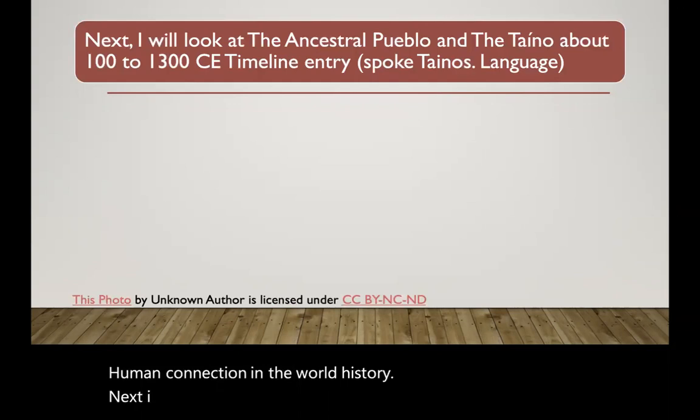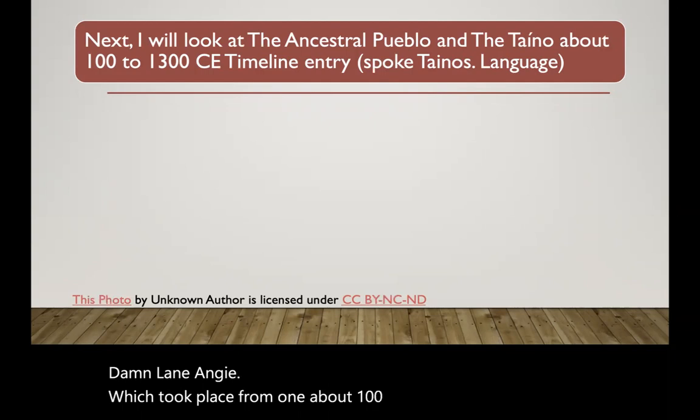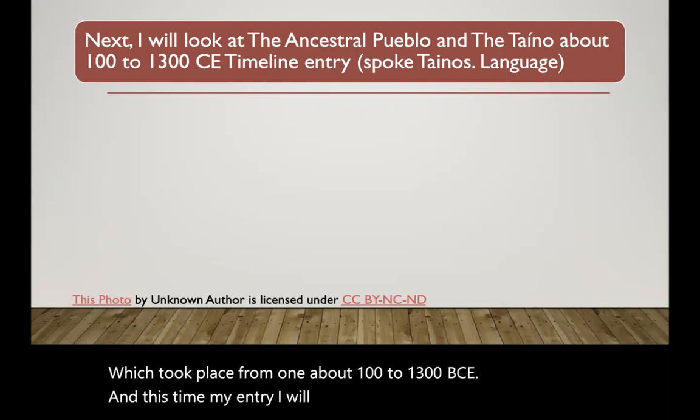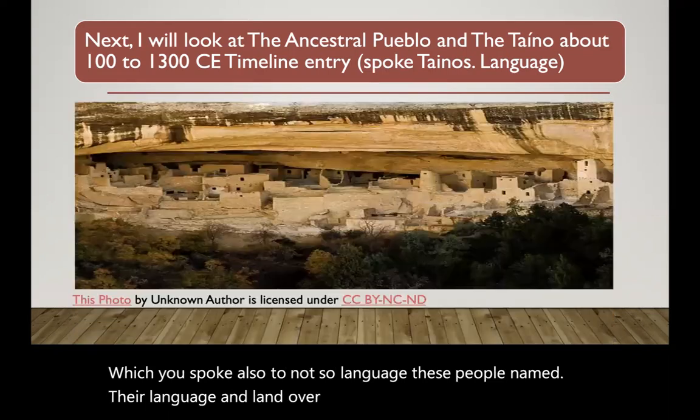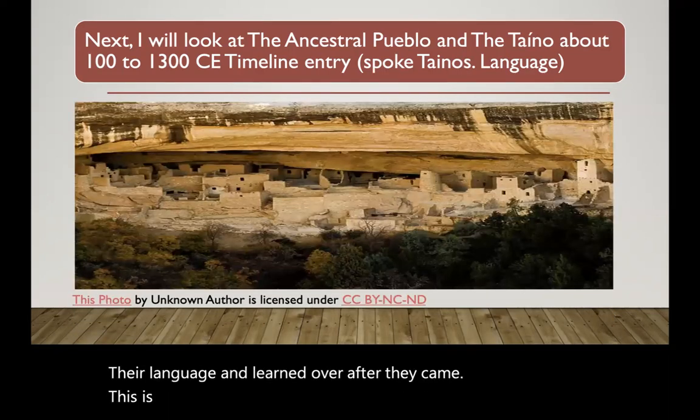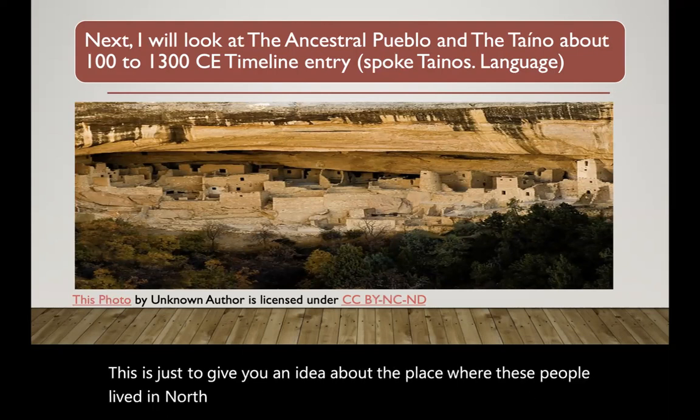Next, I will look at the Ancestral Puebloan and the Taino timeline entry, which took place from about 100 to 1300 CE. In this timeline entry, I will focus on the Taino people, who also spoke the Taino language. Yeah, these people named their language and land after their king. This is just to give you an idea about the place where these people lived in North America.